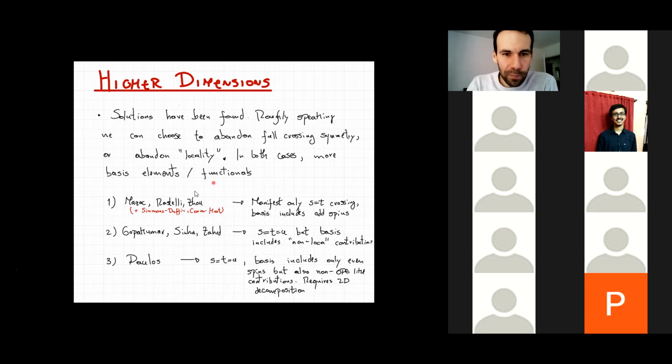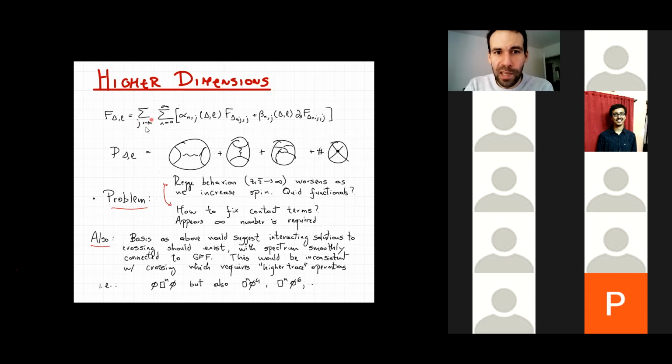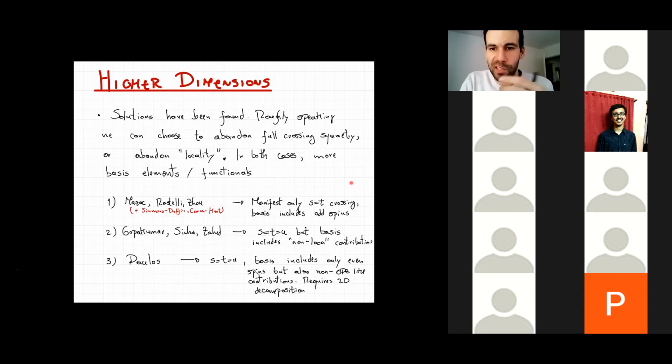So there's one approach by Mazáč, Rastelli, Zhou, and also follow-up work with Simmons-Duffin, Li, and Karen Woe, where they construct the basis of this form, but they only impose crossing symmetry in the S and T channels, which implies in particular that in this basis, you need to promote this sum over spins to allow for odd spins. Okay? CFT correlators of identical scalars don't have odd spins. So here you are introducing new functionals and new basis elements. And so this is the way you get out.